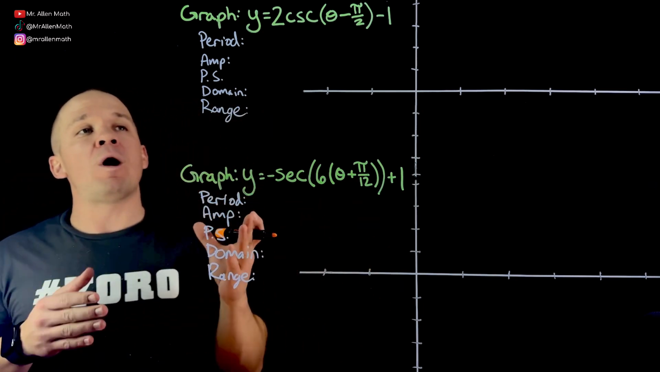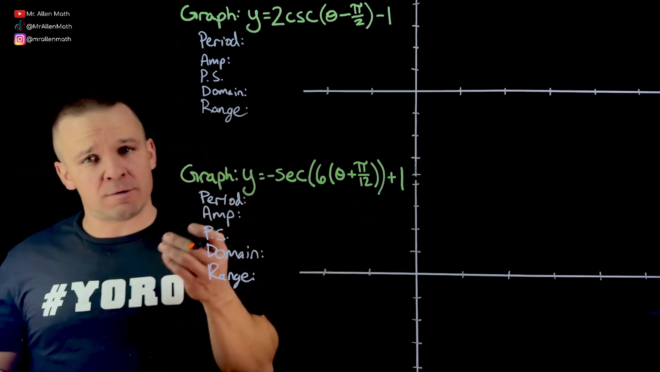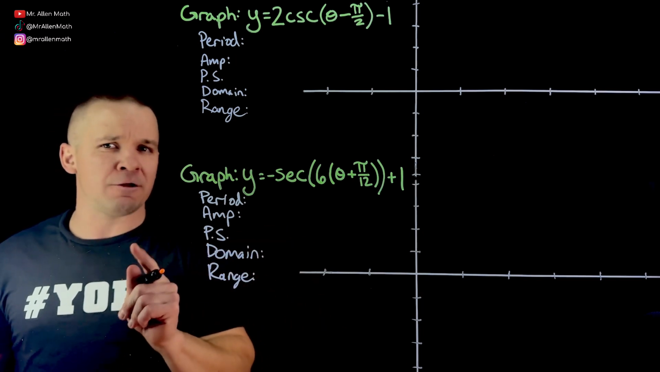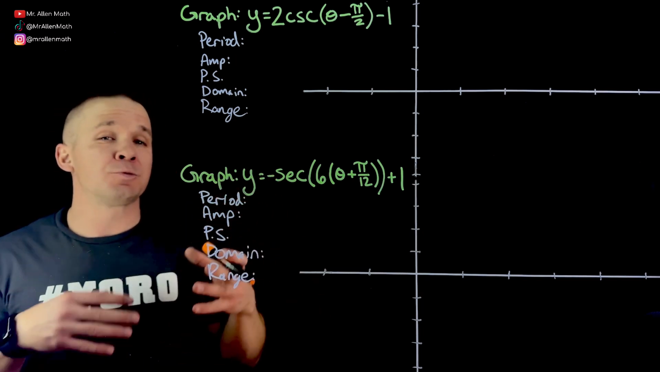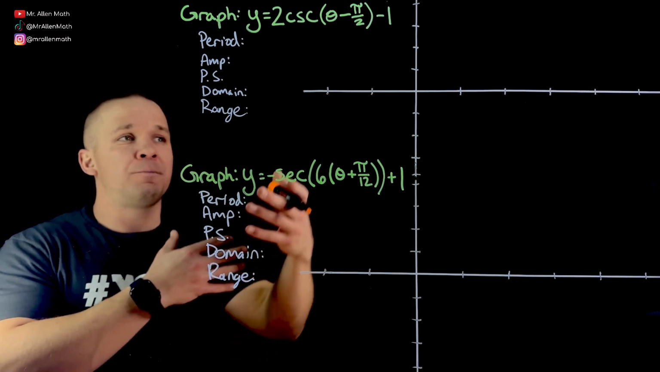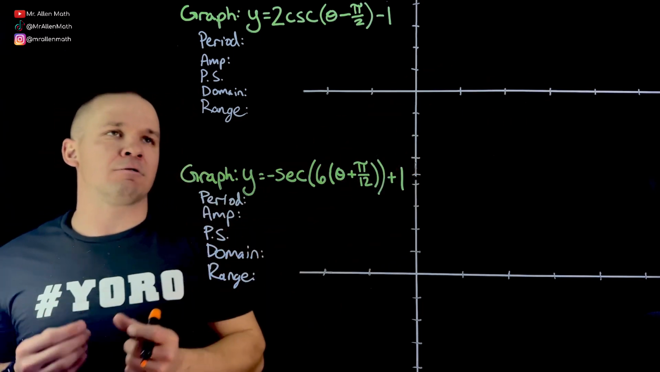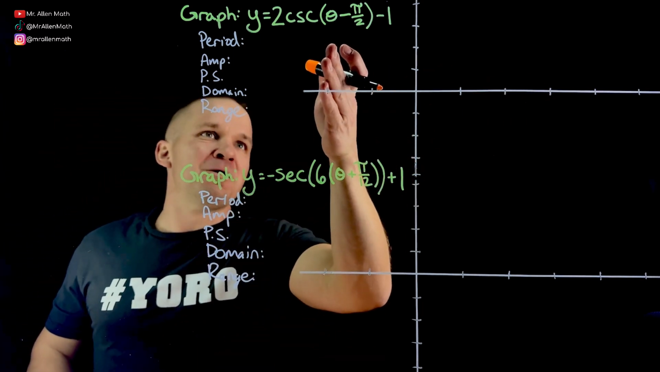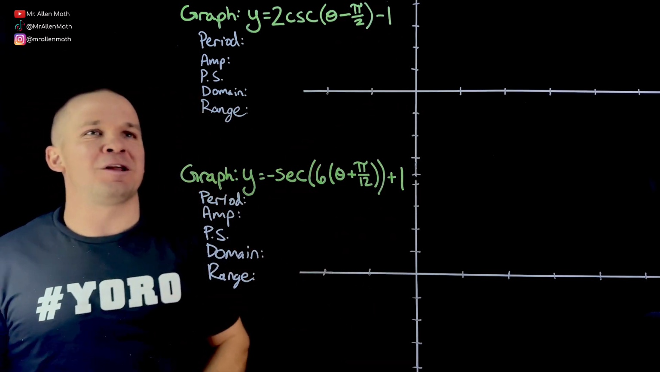All right. We've got y equals 2 cosecant of theta minus pi over 2, and then minus 1 on the outside. Cosecant is the reciprocal of sine. It's important to identify which reciprocal it goes with, because we're going to use the sine graph points to help us lay things out for the cosecant graph.